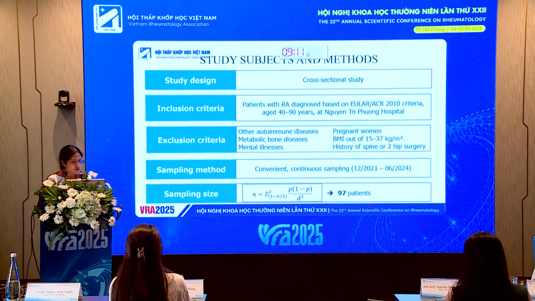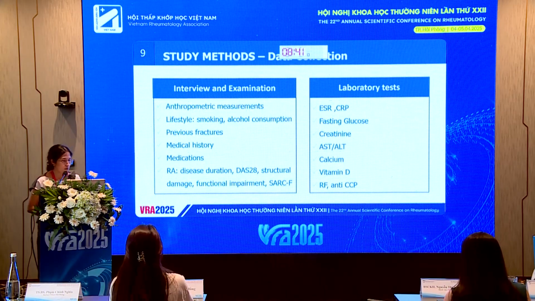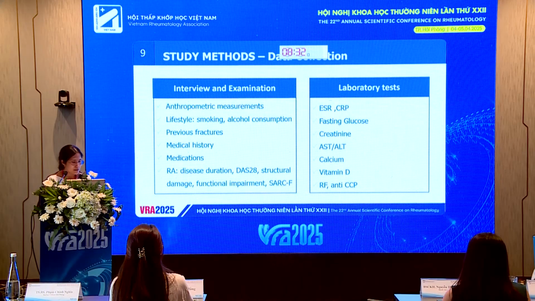We excluded other autoimmune diseases, metabolic diseases, mental illness, pregnancy, BMI out of the range of 15 to 37, and a history of spine or hip surgery. This is a convenience consecutive sampling. We have data from December 2023 to June 2024, and our sample size was calculated to be 97, and we actually recruited 131 patients. Those are our data collection: anthropometric measurements, lifestyle, previous fractures, medical history, medication, and factors related to RA like disease duration, the DAS28, structural damage, functional impairment, and sarcopenia as defined by the SARC-F. We also have laboratory tests within 3 months.